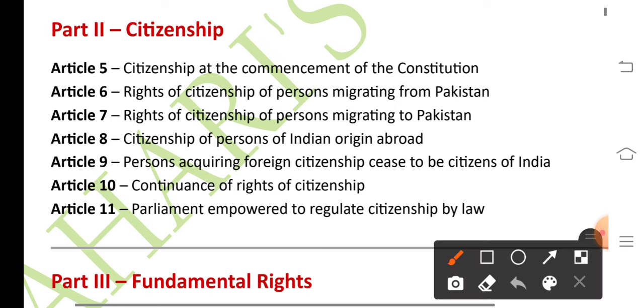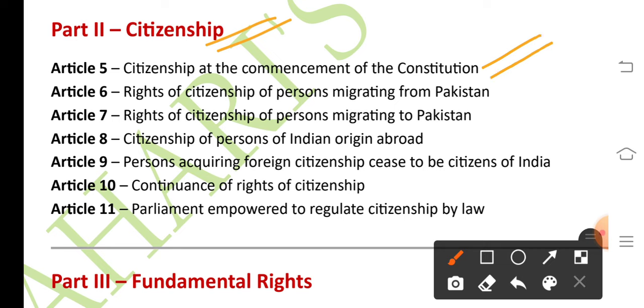Part 2, that is citizenship. Article 5, citizenship at the commencement of the Constitution. Article 6, rights of citizenship of persons migrating from Pakistan. Article 7, rights of citizenship of persons migrating to Pakistan. This is from Pakistan, and Article 7 is to Pakistan. Article 8, citizenship of persons of Indian origin living in abroad.